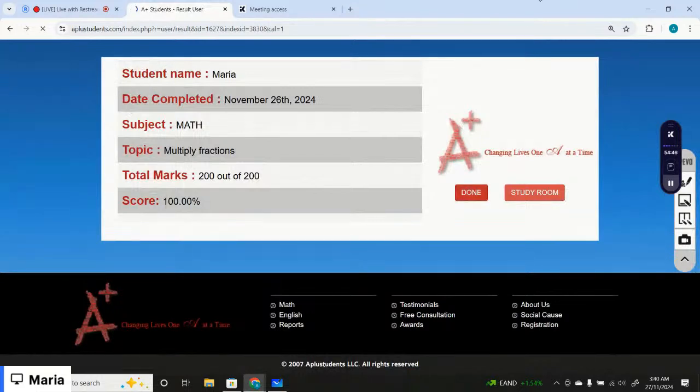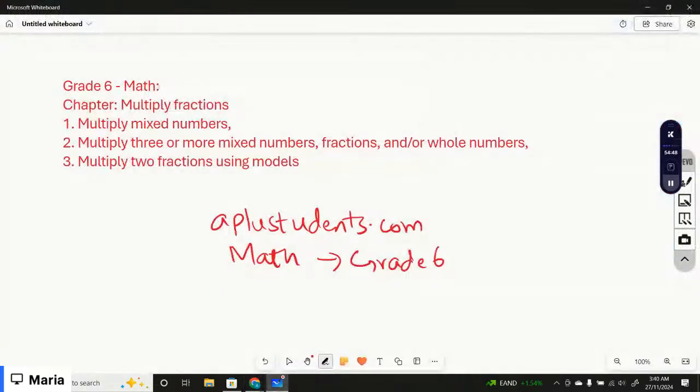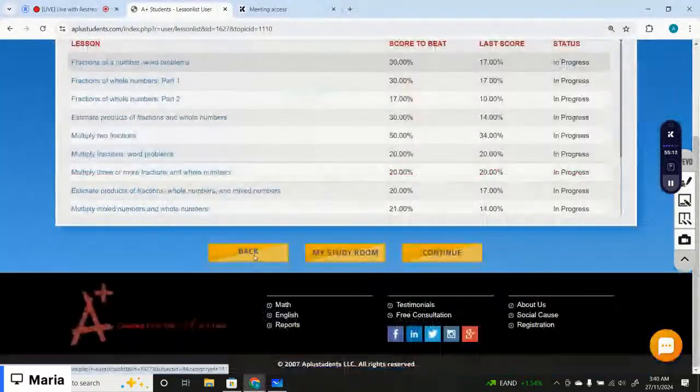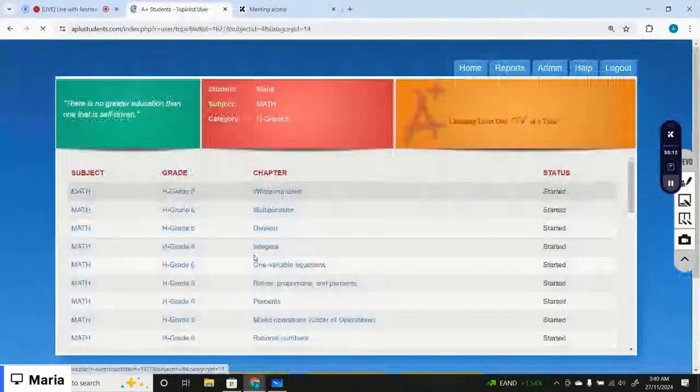So we were working on grade 6 math. The chapter we are working on is multiply fractions. The lessons we have covered today are multiply mixed numbers, multiply three or more mixed numbers, fractions or whole numbers, and multiply two fractions using models. So please make sure that before the next session you complete all the practice questions for the lessons we just did. That is your homework until the next session.